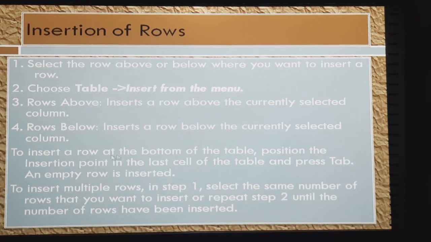And then if there is a need for insertion of a row at the bottom of the table, we need to position the insertion point in the last cell of the table and press tab. Once we place our insertion point in the last cell of the table and click on tab, an empty row will be inserted. Similarly, for multiple rows, in step 1 select the same number of rows that you want to insert, or repeat step 2 until the number of rows have been inserted. So these are the general steps of insertion of rows and columns into our table.